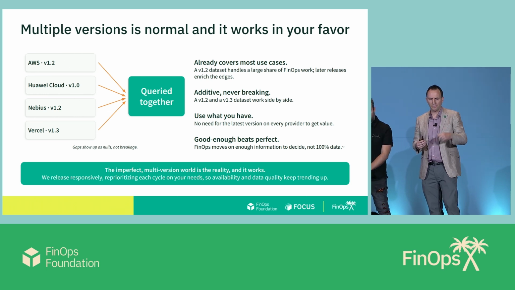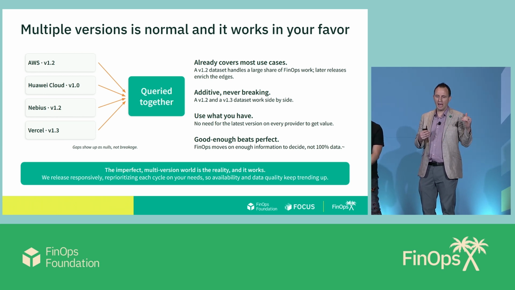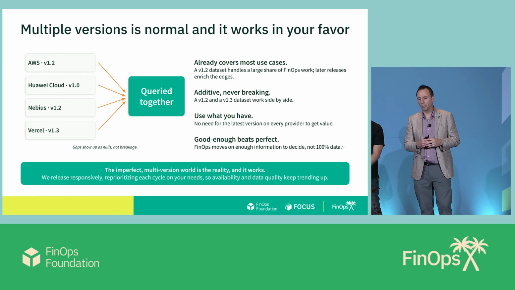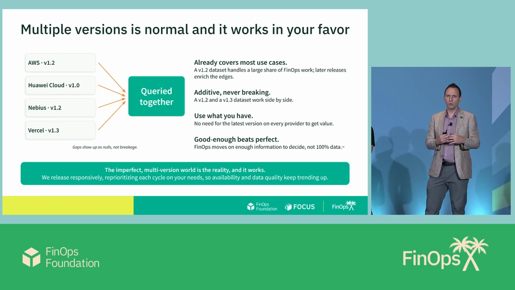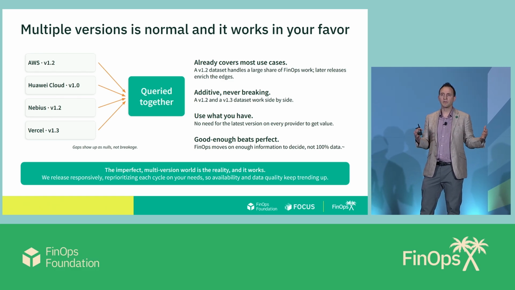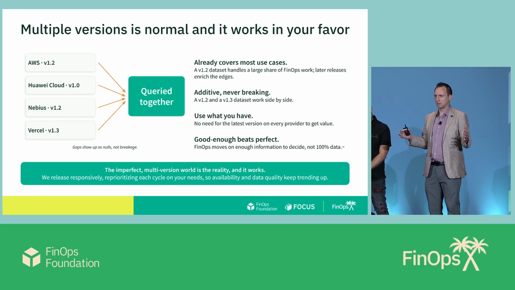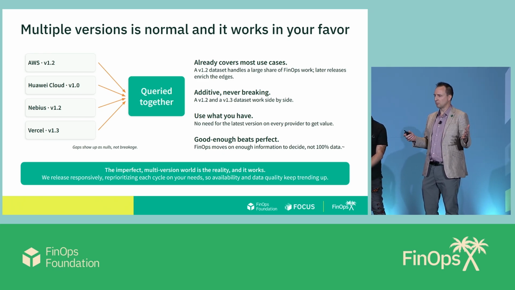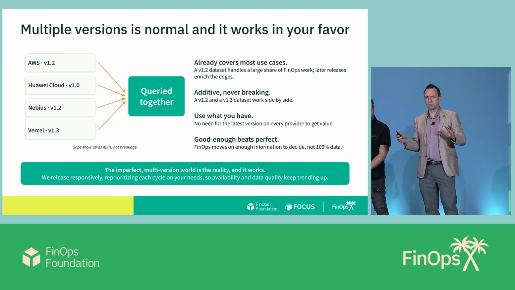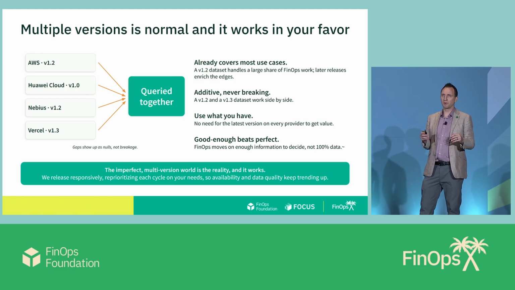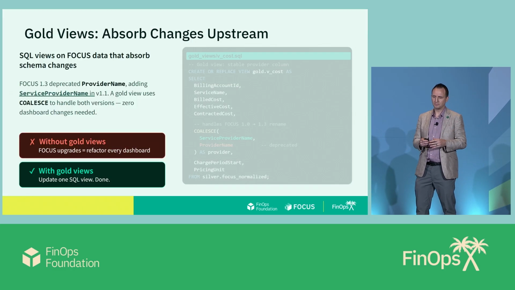So you can have AWS in 1.2. You can have Huawei Cloud in 1.0. You can have Nebius in 1.2, and you can still get a lot of information out of those things. Don't try to get perfection. You'll miss the boat on a lot of these. So don't let the perfect be the enemy of good here.